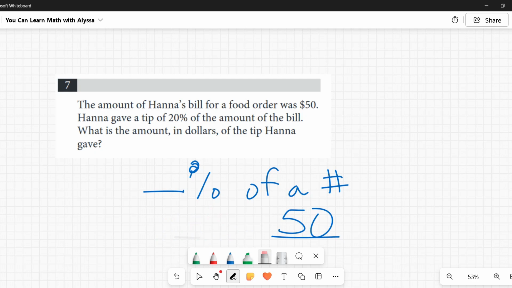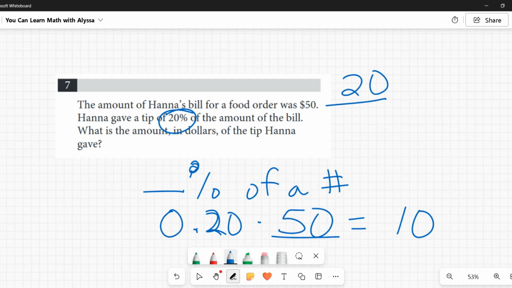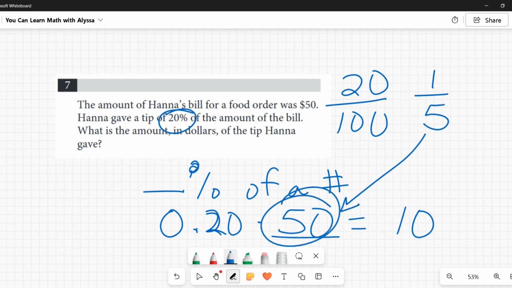20%, if we write that as a decimal, it is 0.2. Probably the easiest way to put that in your calculator if you want to use your calculator. And 0.2 times 50 is going to be 10. So $10 is the amount of the tip that she gave. There's other ways you can look at this. Absolutely. 20% is the same as 20/100ths, which, if we simplify that, is 1/5. What is 1/5 of 50? Or 50 divided by 5? Again, that gets us to 10.